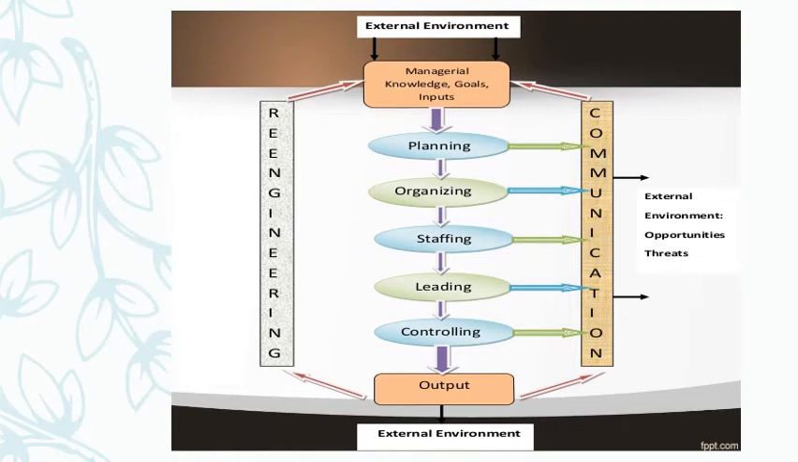Given is the diagrammatic representation of system approach to the management. As we can see from the diagram, controlling is the fifth and final function of management. So, what is controlling? As we have already seen, it is the final managerial function.